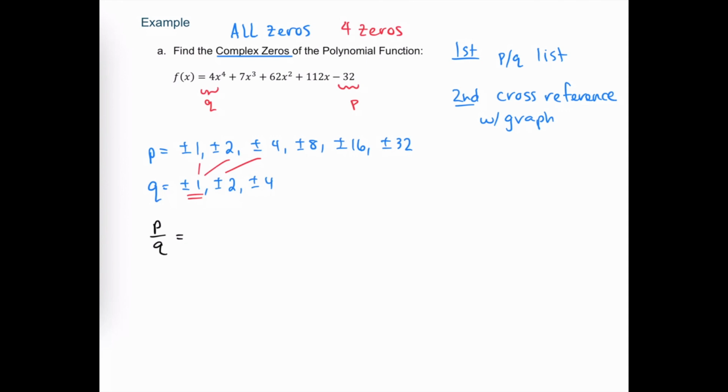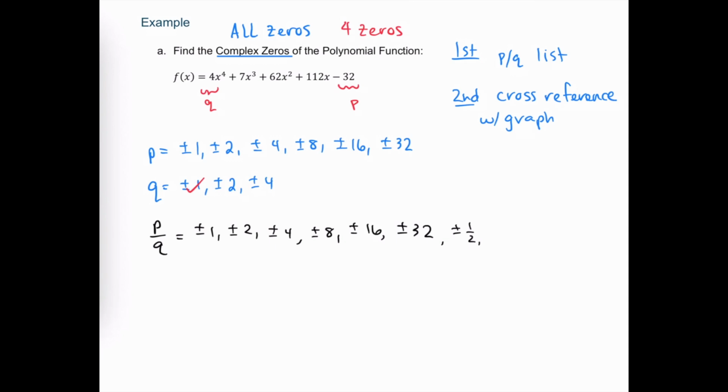All the factors of P over 1 is just a duplication of the P list. So this is all the factors of P over 1. And now we look to all the factors of P over 2. 1 over 2 is 1/2. 2 over 2 is 1, but we already have that. 4 over 2 is 2. We already have that in our list. 8 over 2 is 4. We already have that in our list. 16 over 2 is 8, which we already have. And 32 over 2 is 16. Again, we already have that one.